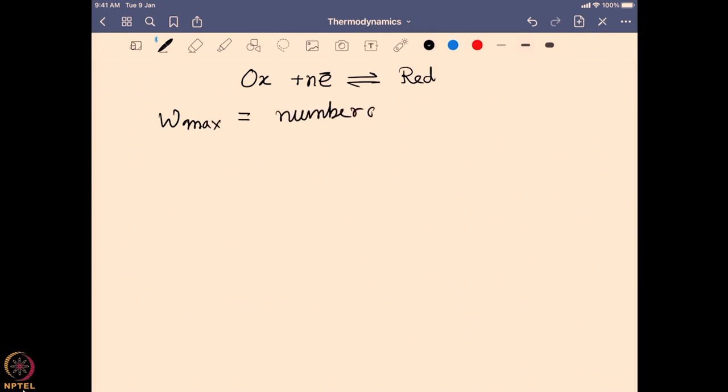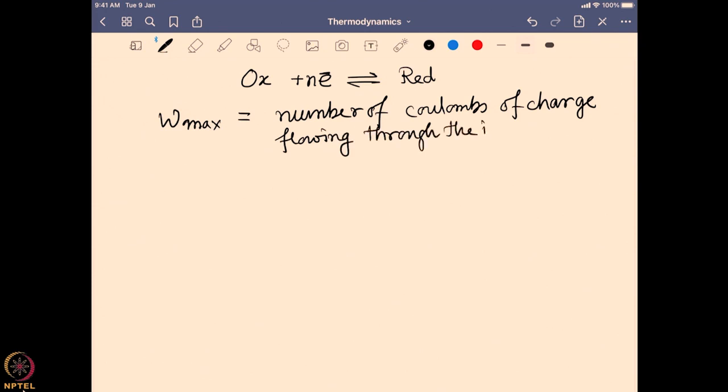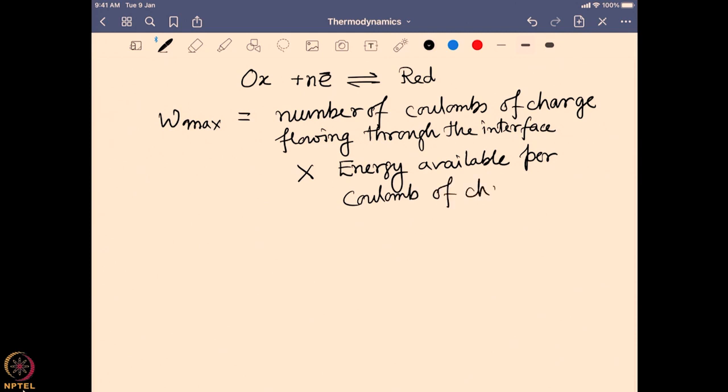the number of coulombs of charge flowing through the interface. That means from the solution to the electrode through the circuit, that is how many coulombs of charge are actually exchanging, multiplied by the energy available per coulomb of charge. If we combine them together, that is the maximum we can do.